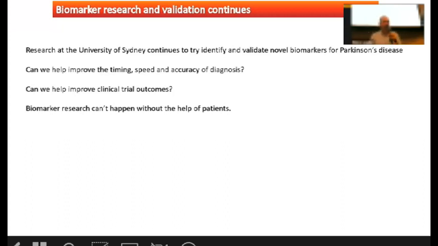And I just had the last point up there that biomarker research actually can't happen without the help of patients, without the biosamples that are donated to us. For example, for the people that come through Simon's clinic, the scientists like me have actually nothing to work with. So if you've donated blood, thank you very much. You've helped advance Parkinson's research, and that's greatly appreciated.